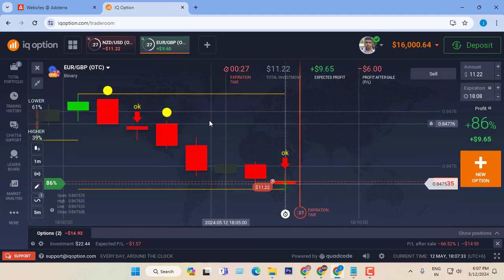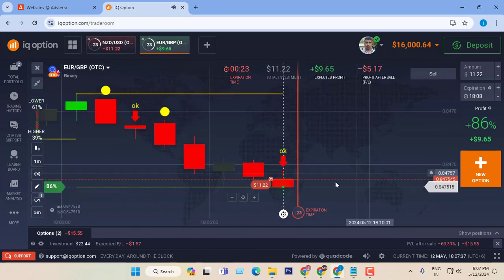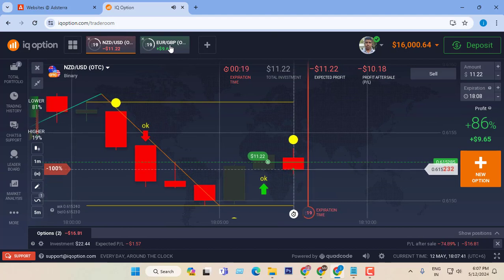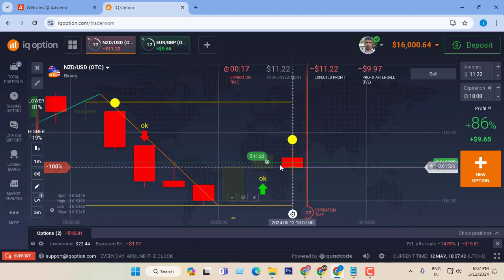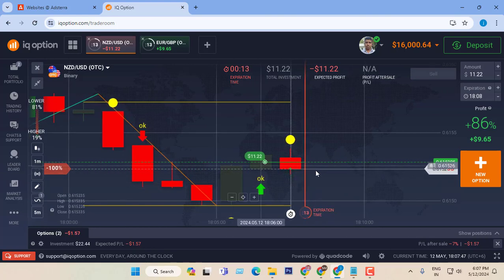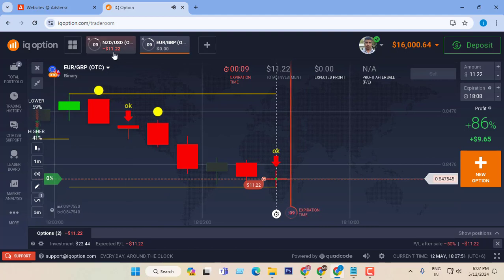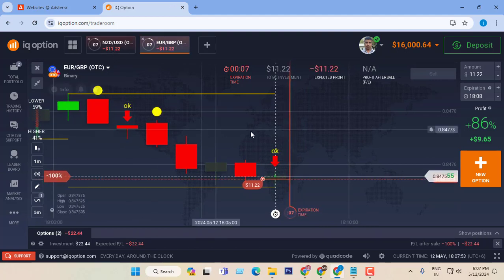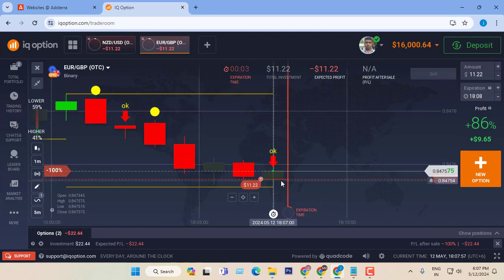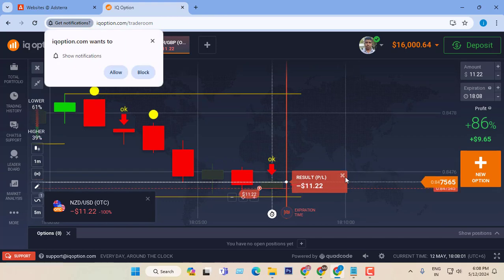Okay, so one loss and one profit, but if I trade on 1 minute, I can win this trade. So let's see. So, lose, all lose, no problem.